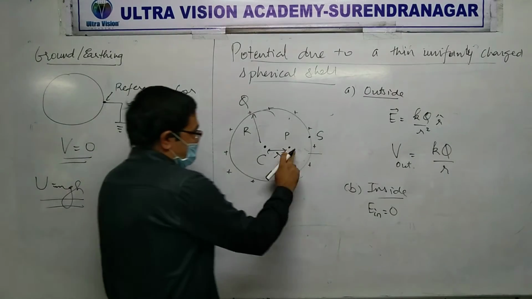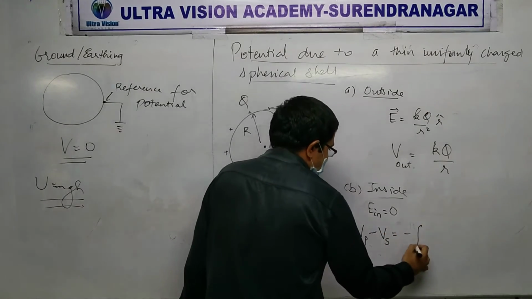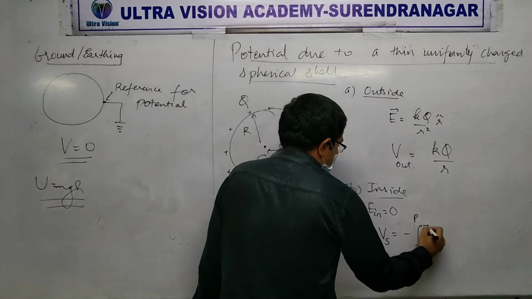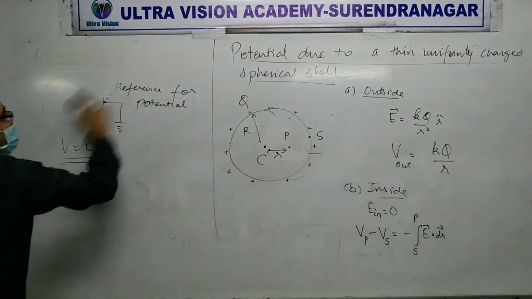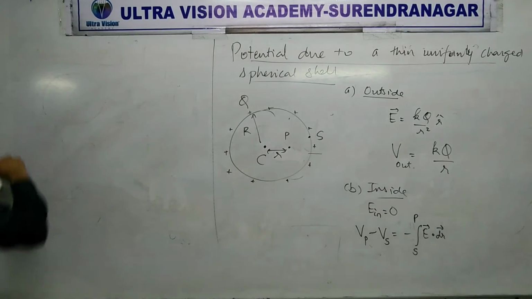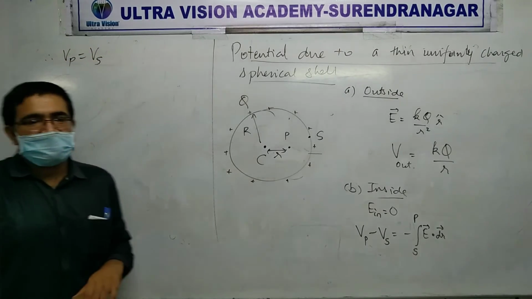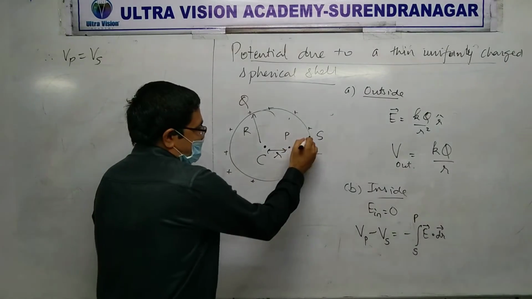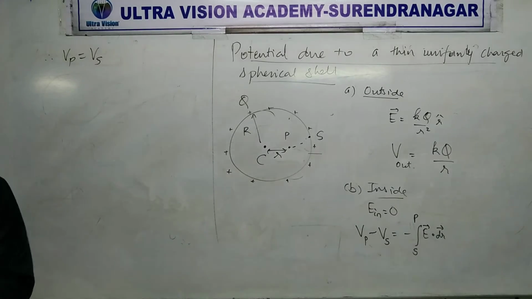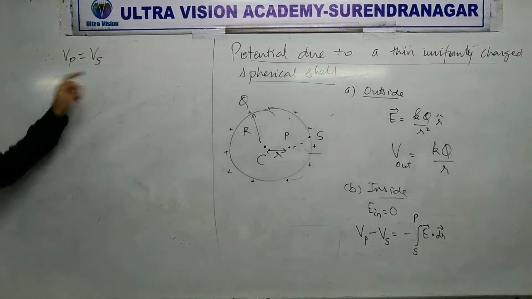So now if I want to find out Vp, I am going to start like this. I hope you are not at all surprised by this formula. Okay? Between P and S, at every point, how much is the electric field? 0. So that integration is also 0. Got it? If the integration is 0, it means Vp is equal to Vs.